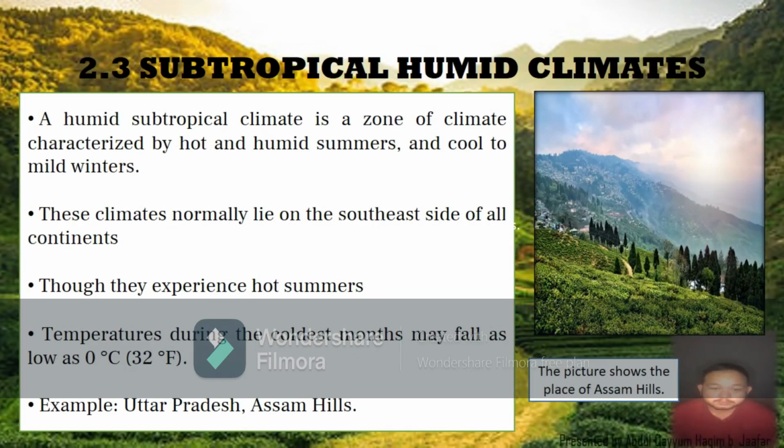2.3 is subtropical humid climate. A humid subtropical climate is a climate zone characterized by hot and humid summers and cool to mild winters. This climate normally lies on the southeast side of all continents. Though they experience hot summers, temperatures during the coldest months may fall as low as 0 Celsius, that is 32 Fahrenheit. For example, Uttar Pradesh and the Assam Hills.